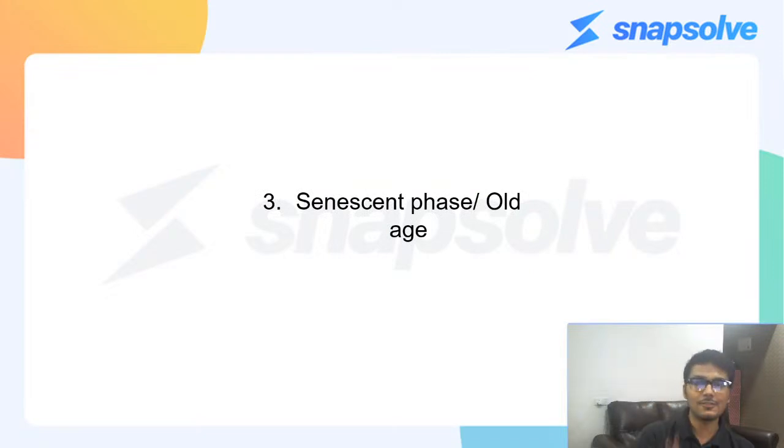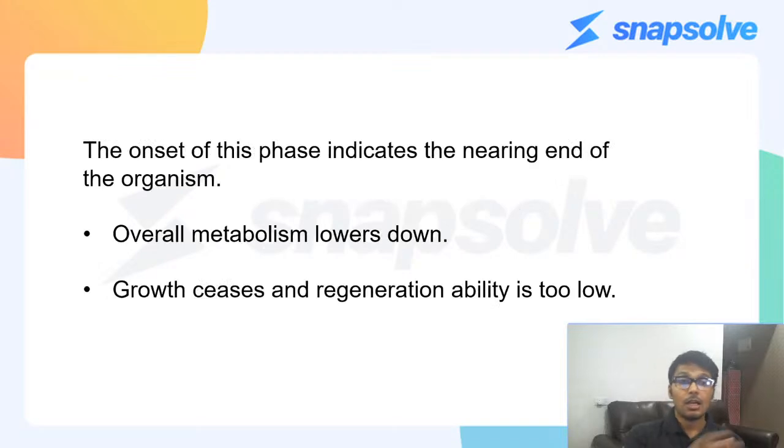So we have successfully completed the 2 phases, juvenile or vegetative and the reproductive phase. Now I'll try to make you understand the old age senescent phase. I hope you are ready for it. The onset of this phase indicates the nearing end of an organism. It means that the organism is tending towards its end.